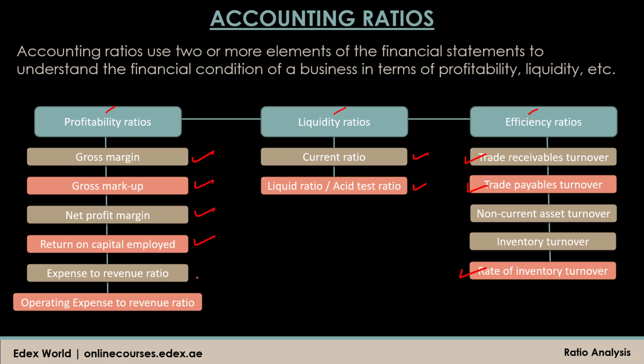So in this video, we'll mainly focus on the expense to revenue, operating expense to revenue ratio under profitability. Liquidity, we're not doing either of these. And then in efficiency, I'm going to focus on non-current asset turnover and inventory turnover.